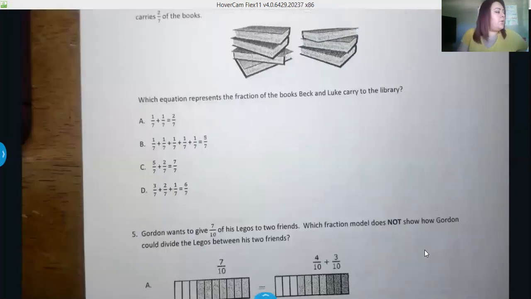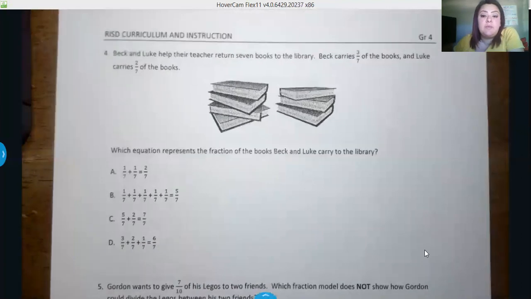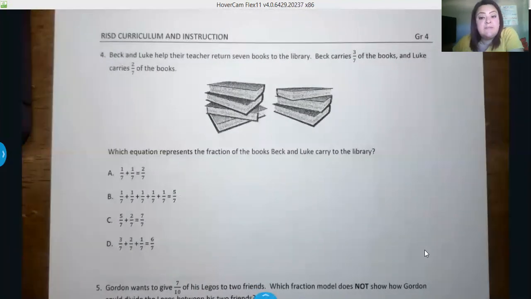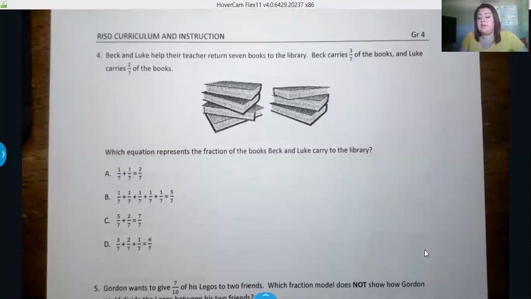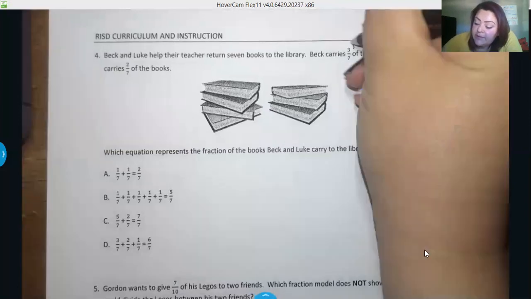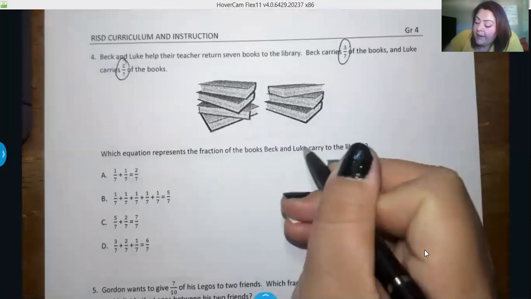Looking at number 4. Beck and Luke help their teacher return 7 books to the library. Beck carries 3/7 of the books, and Luke carries 2/7 of the books. Which equation represents the fraction of the books Beck and Luke carry to the library? All right, so I'm looking for my important things, which is 3/7 and 2/7, okay? They're looking for which fraction represents the books that Beck and Luke carry.